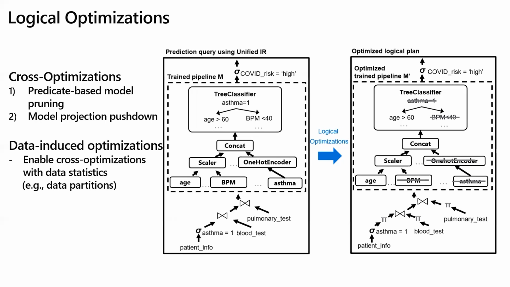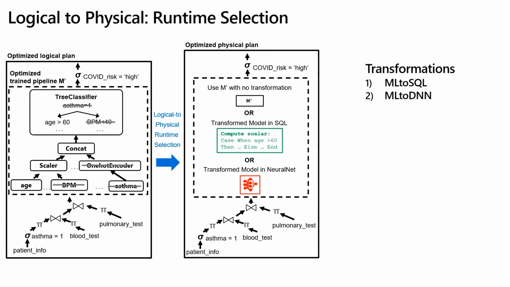The second step is called logical to physical optimizations, which aim to convert a set of operators to another in order to allow more efficient engines and hardware to be used for executing those operators. Raven supports two types of operation transformations. One is ML to SQL transformation, where we convert ML operators to equivalent relational ones.